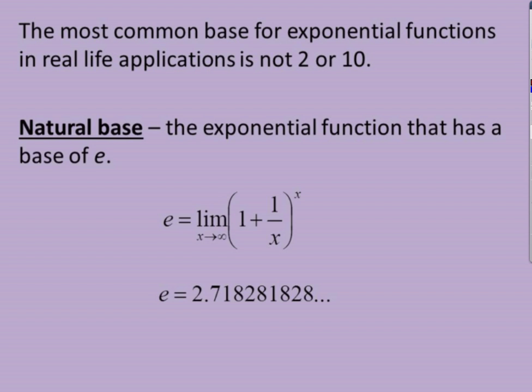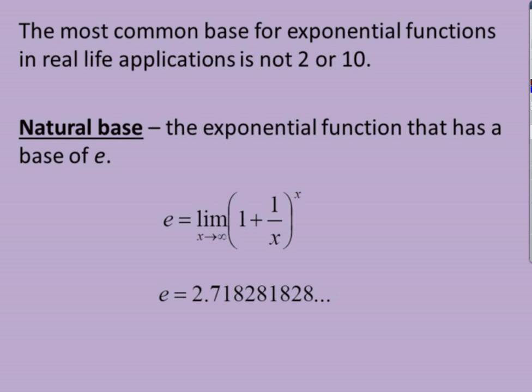The most common base for an exponential function in real-life applications is not 2 or 10, which are the bases that we usually use in mathematics. In real life, the most common base is the natural base. This is an exponential function that has a base of e. In the previous examples we were just doing, all of our bases were 2 because we had 2 to the x power, so that means our b value is 2. But the most common one in real life is actually e.